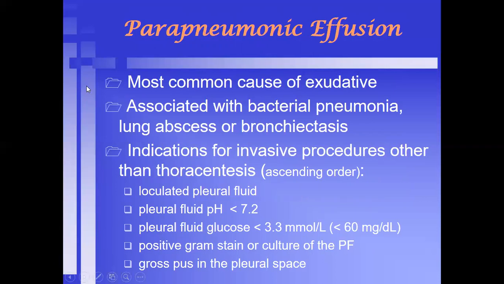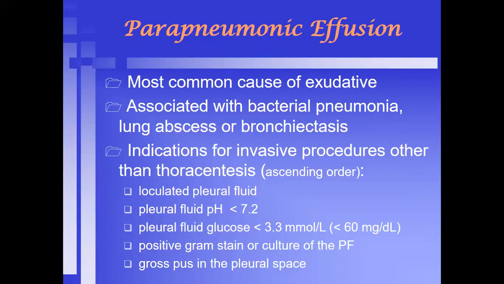Next, you have paraneumonic effusion, which is the most common type of exudative effusion. This can be associated with a bacterial pneumonia, lung abscess, or bronchiectasis. And of course, the treatment of paraneumonic effusion would be antibiotics. However, if you do your thoracentesis and you have the following findings, then you might have to proceed with a more invasive procedure such as closed tube thoracostomy.